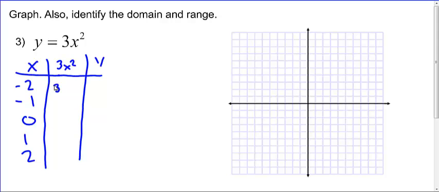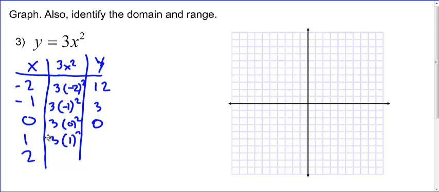And so what I'll have here is 3 times -2 quantity squared. That's 3 times 4, or just simply 12. Next I would have 3 times -1 quantity squared. That's 3 times 1, or 3. Then I'd have 3 times 0 squared, which would be 0. And then you're going to start to see when we go to the positive values, since we're squaring that x value, that we start to see repetition in some of our numbers. So a 3 and a 12.